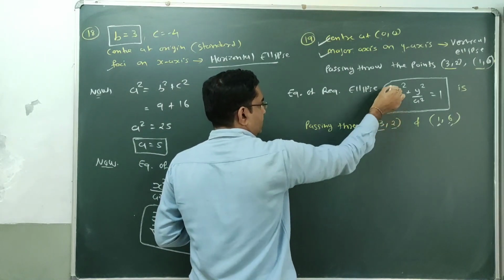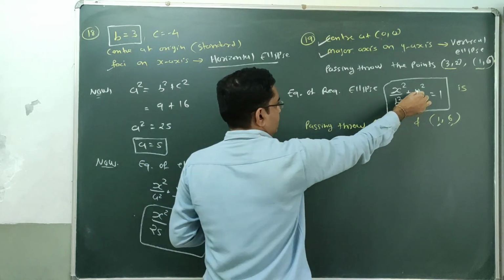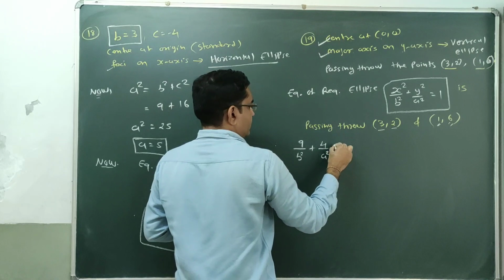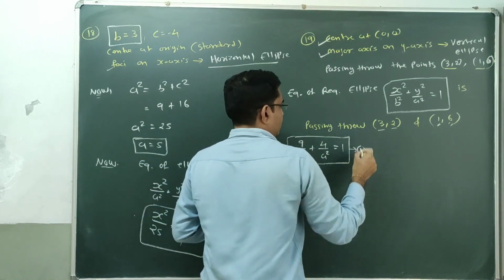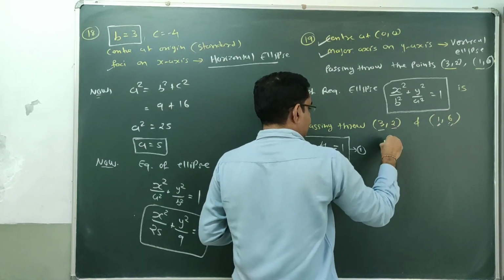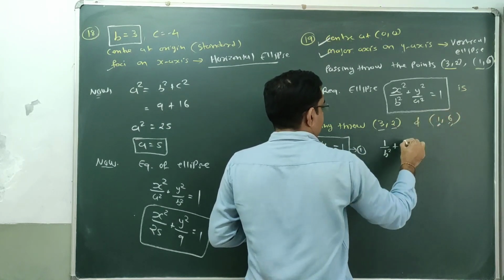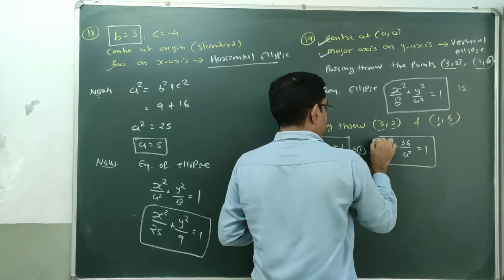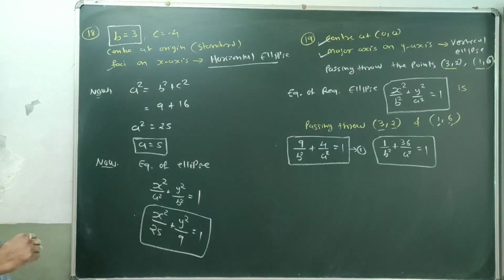Put x equal to 3, so 3 square, 9 by b square, plus put y equal to 2, 2 square, so 4 by a square equals 1. This is the first equation, equation number 1. And again the point (1, 6) will satisfy this equation. So 1 square, 1 by b square, plus 6 square, 36 by a square equals 1. Two conditions are there and we have to solve both the equations.